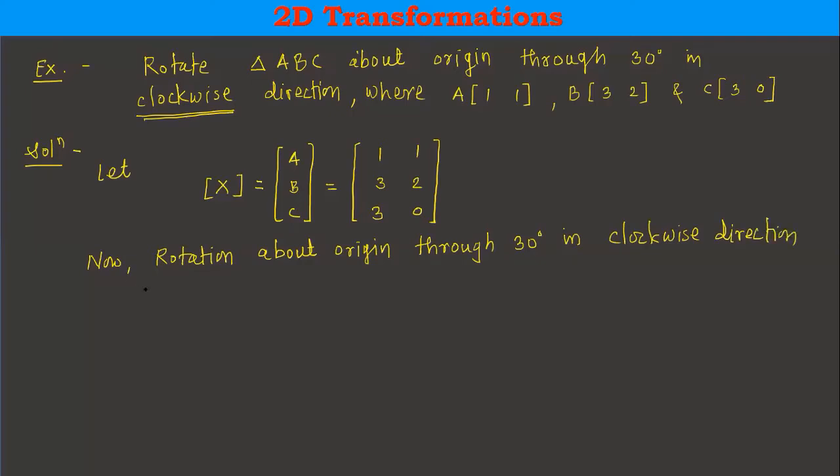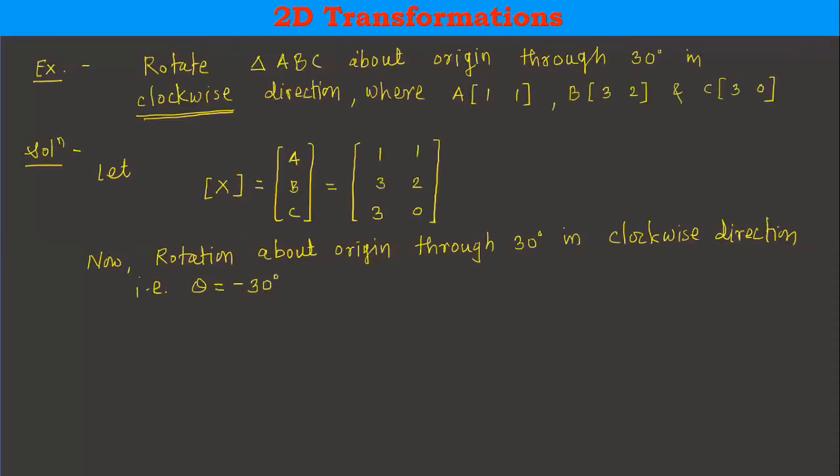That is, we have to consider theta equal to minus 30, because it is a clockwise rotation. Clockwise rotation is always a negative angle, and if it is an anti-clockwise rotation, then it is a positive angle. Now what is the transformation matrix T for the rotation? T is a 2 by 2 matrix, which we can write here: cos theta, sin theta, minus sin theta, and cos theta. So this is our 2 by 2 matrix for a rotation about origin. Here theta is equal to minus 30°.